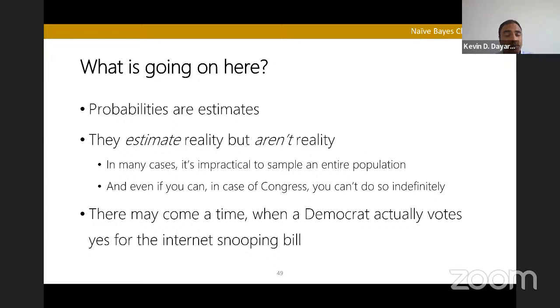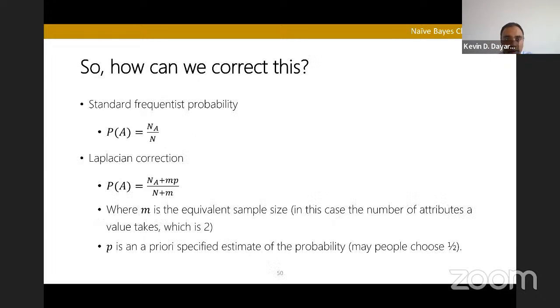So what do we do in situations like this? The answer is we move away from the standard frequentist probability definition. We tweak it slightly with what we refer to as a Laplacian correction. And there are some questions coming in. Thank you. I'm happy to chat further about these things. So anyway, you've got the standard frequentist probability, and then you've got your Laplacian correction, which we've tweaked slightly.